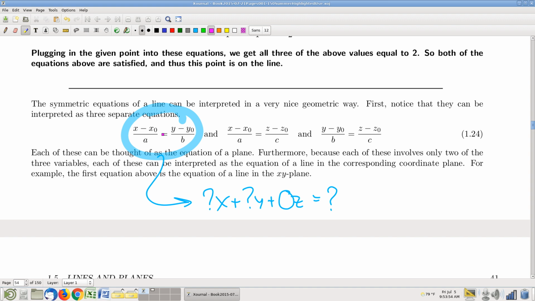Last observation about this equation here. The fact that there's a 0 there tells me something very important.